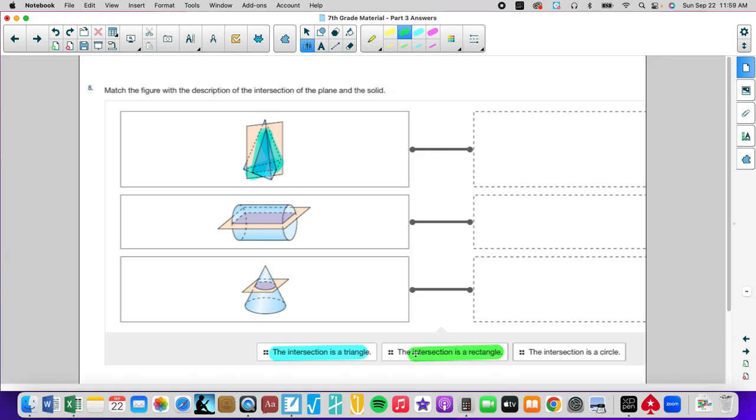The intersection is a rectangle. Well, we kind of see the rectangle right here. And the intersection is a circle. We see the circle right there. So I would drag each of those into the corresponding place. So this goes here, this goes to the middle, this goes right here. So that to me was pretty simple. Hopefully everybody got that right.